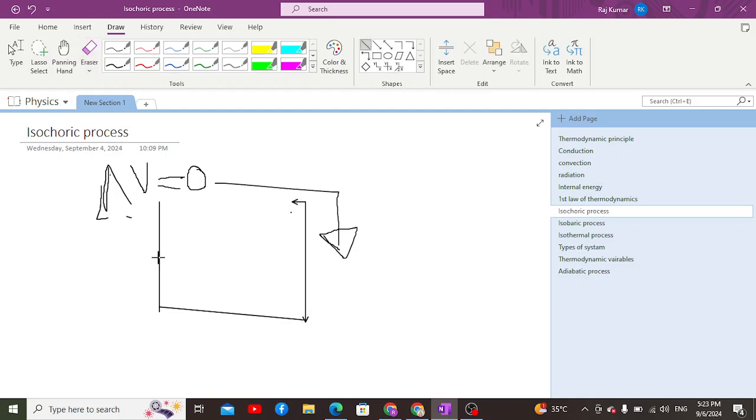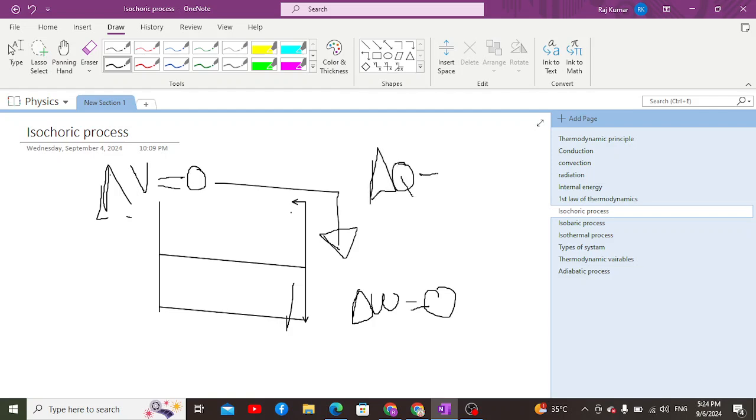Now in that sense, what we really need to do is use a fixed piston, due to which the change in volume would be 0. As the change in volume would be 0, the work done on or by the piston would be equal to 0. As the work done on or by the piston would be 0, then at that moment we can manipulate the equation of the first law of thermodynamics, that del Q is equal to del U plus del W.